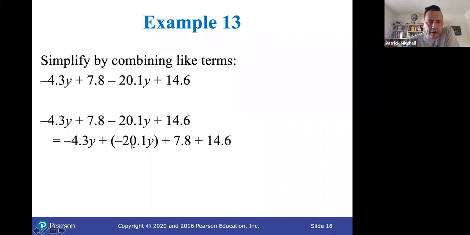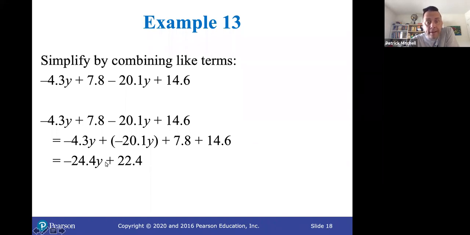So now that these two are parked next to each other, we'll just figure out what the new coefficient is going to be. It's going to be negative 4 3/10 plus negative 20 1/10. We're adding two negatives. So we ignore the signs and we add. 20 1/10 plus 4 3/10 is 24 4/10. But it does get a negative because those two are both negative. And then add these two, 7 8/10 plus 14 6/10 is 22 4/10. So the simplified expression is negative 24 4/10 y plus 22 4/10.